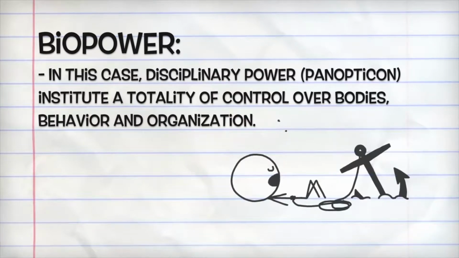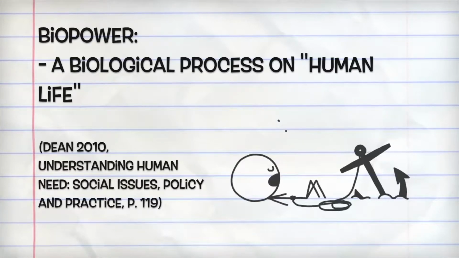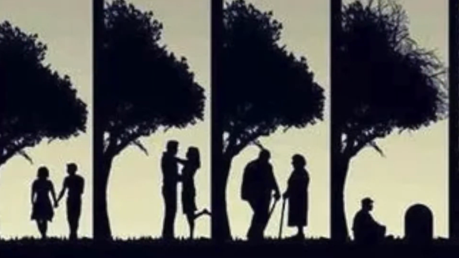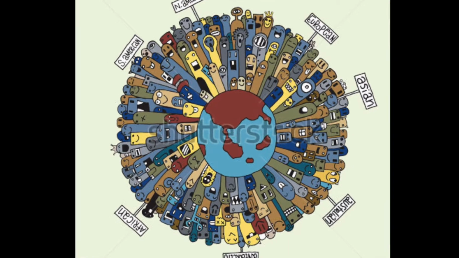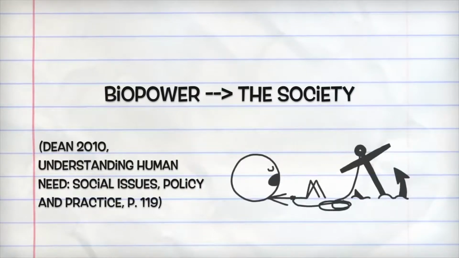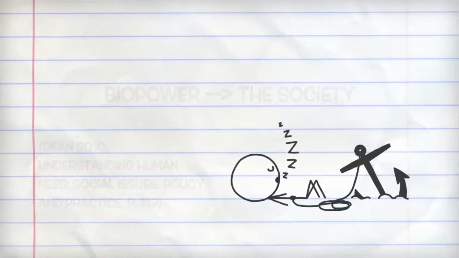In this case, disciplinary power institutes a total control over bodies, behavior, and organization. Other than that, human life is mostly what biopower focuses on. They focus on life and death, birth and population all over the world. Rather than the individual's life, biopower pays attention to our society as well.